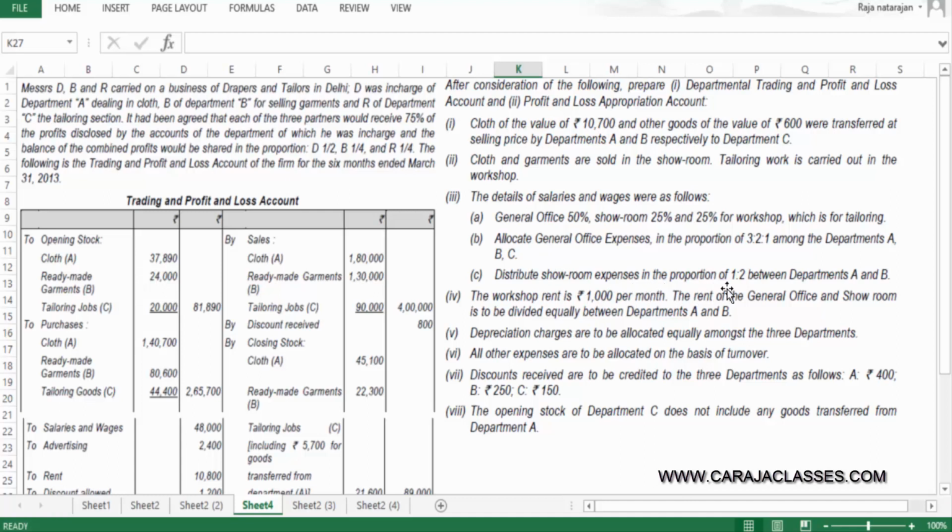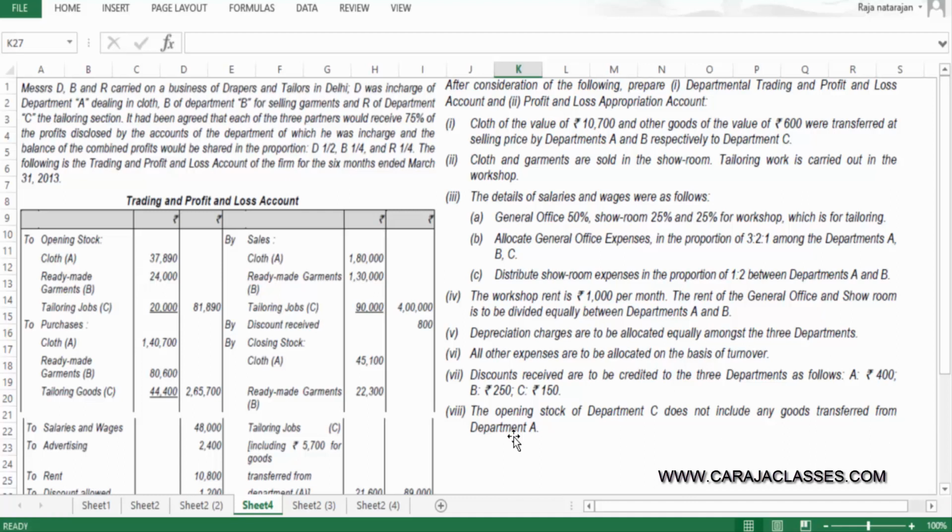Distribute showroom expenses in the proportion of 1:2 between departments A and B. The workshop rent is 1,000 per month. The rent of the general office and showroom is to be divided equally between department A and B. Depreciation charges are to be allocated equally amongst the three departments. All other expenses are to be allocated on the basis of turnover. Discount received are to be credited to the three departments as 400, 250, 150. Opening stock of Department C does not include any goods transferred from Department A.